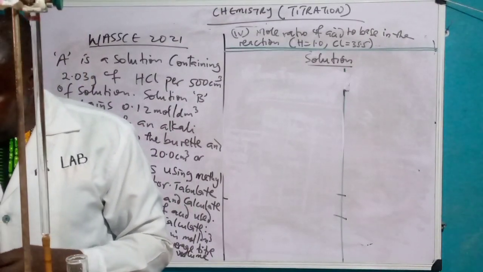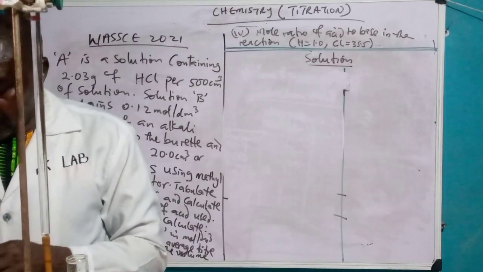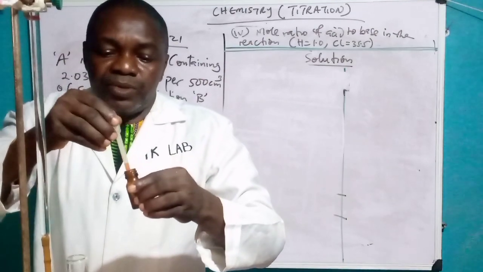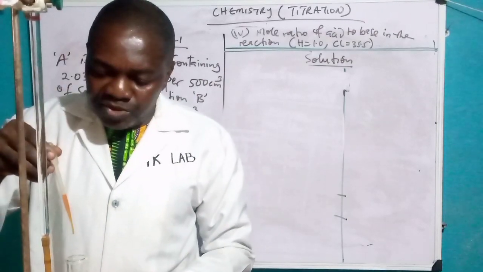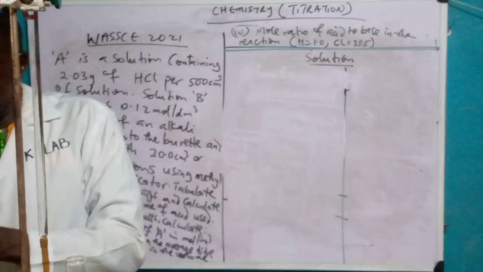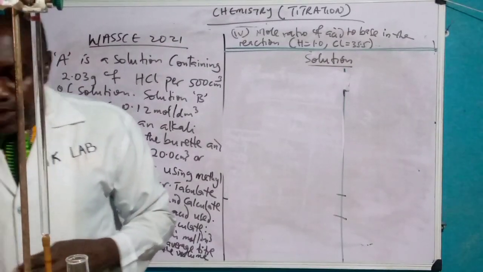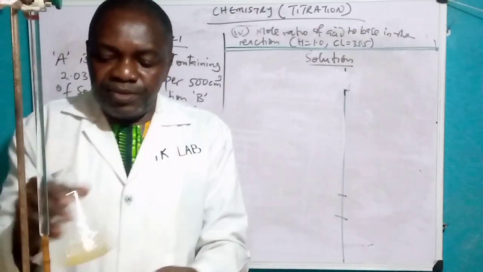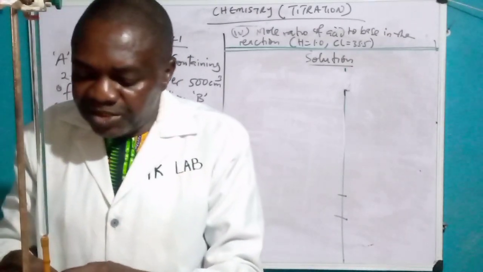Then this one is the indicator. The indicator is methyl orange. You see it. You put 2 drops, not more than 2. Some authorities say you can put 1, but I prefer using 2 drops. So you can see it is yellow in color. Then let us carry out the titration.